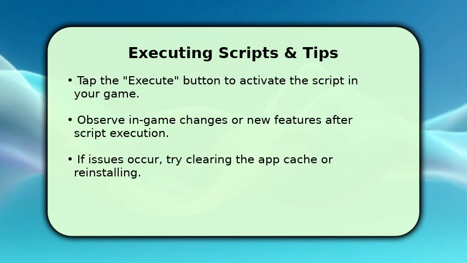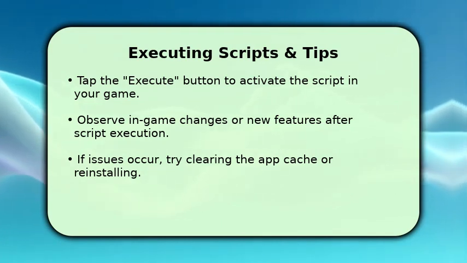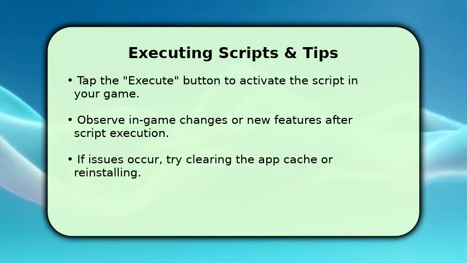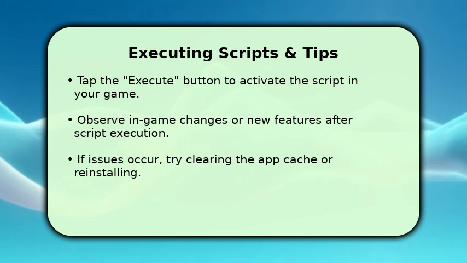Simply tap the Execute button within the Vega X Executor application. You should then observe the script activating and making changes within your game. Look for new features, abilities, or modifications as intended by the script.